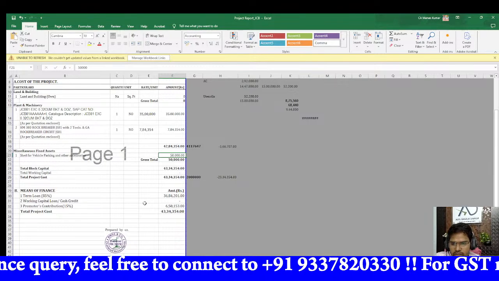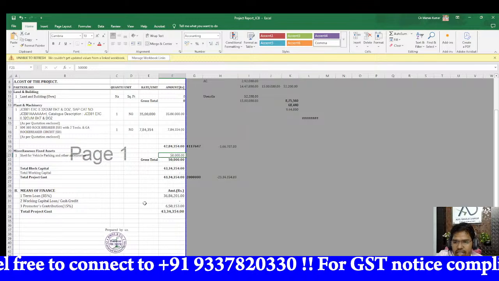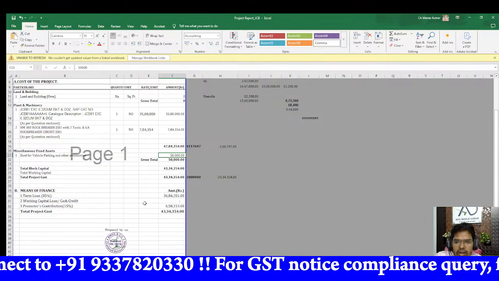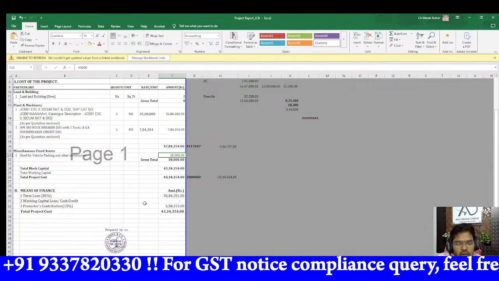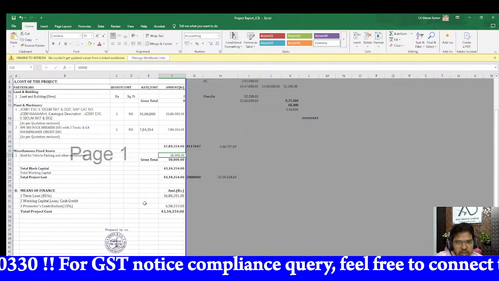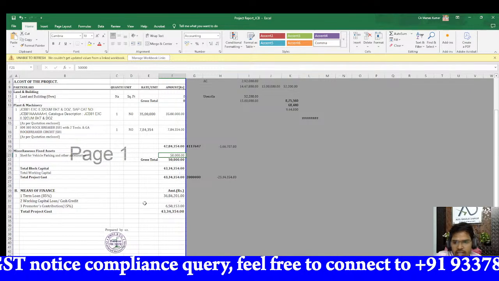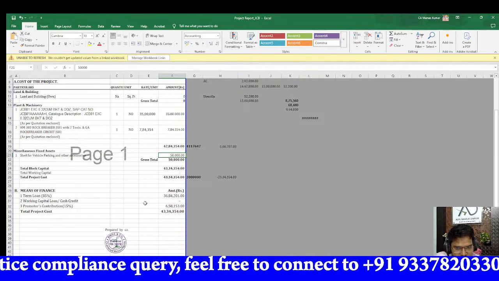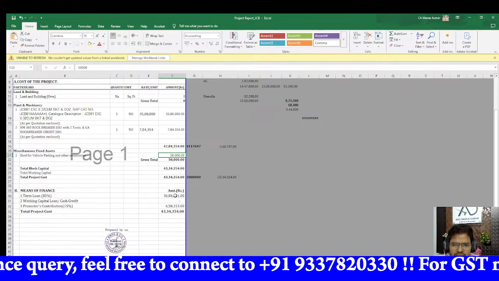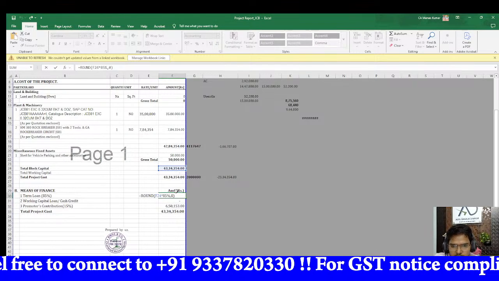As per the discussion with the client, and the bank also agreed, the bank will give 85% of the cost of the project, and the remaining 15% will be borne by the promoters, that is the businessman, the applicant. Hence, I will simply show you the formula that I have put here.